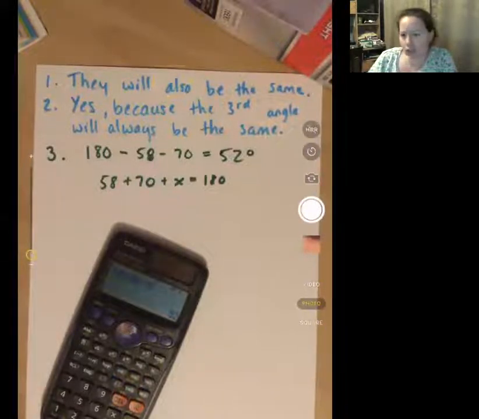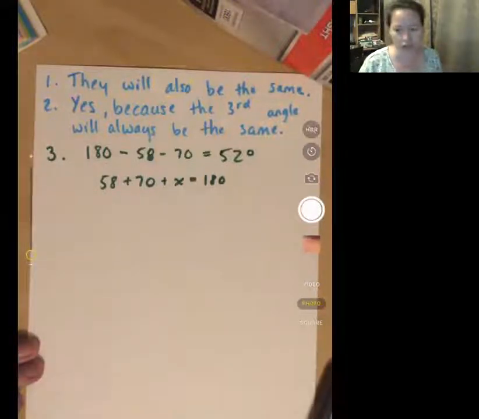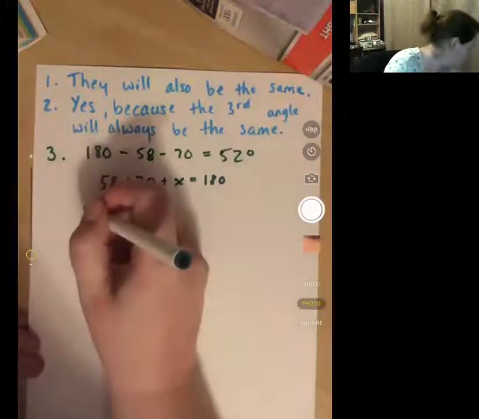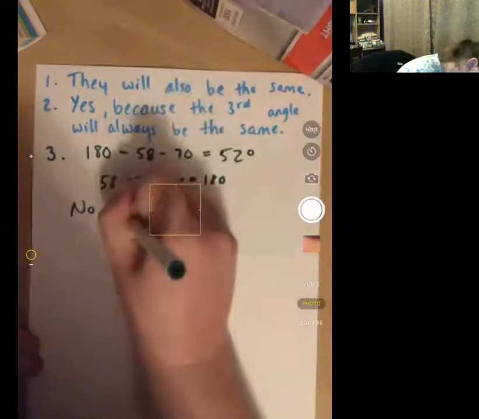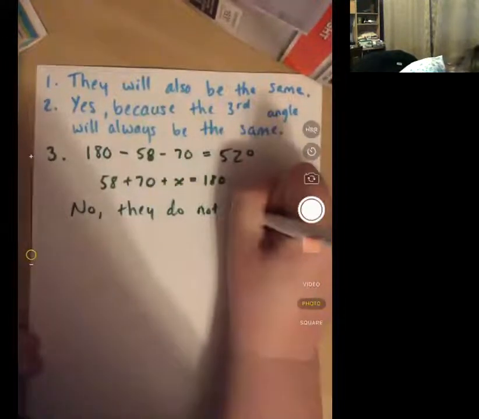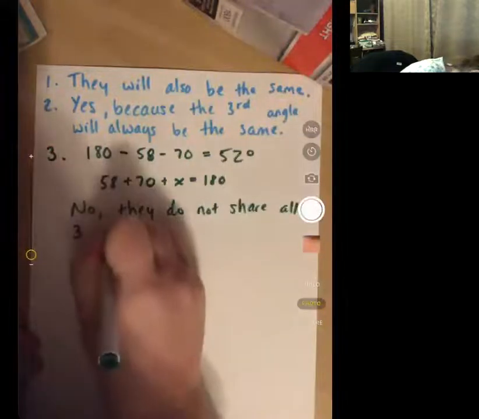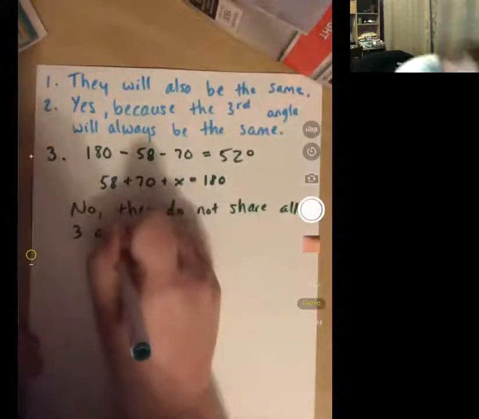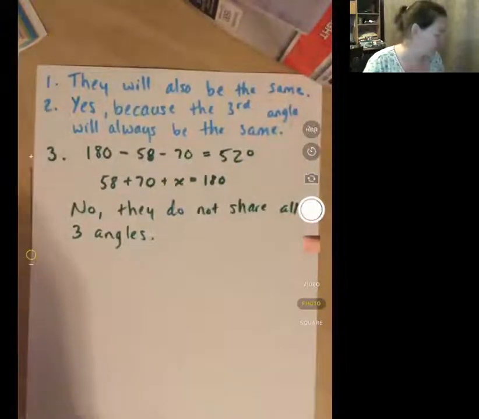I don't see a 52 in QRS. So no, they're not similar to each other. They share one angle, they do not share all three angles, and they have to share all three angles. So no, they do not share all three angles.